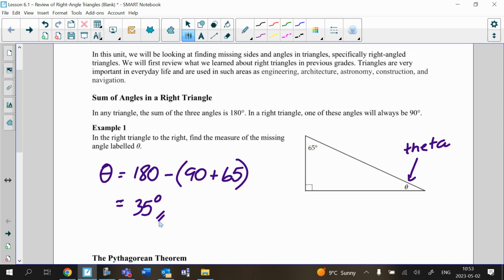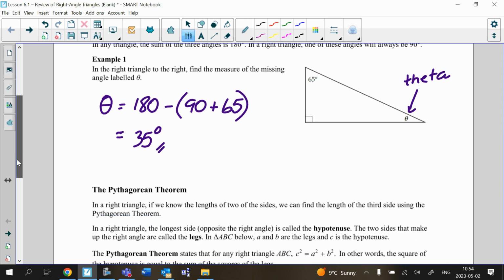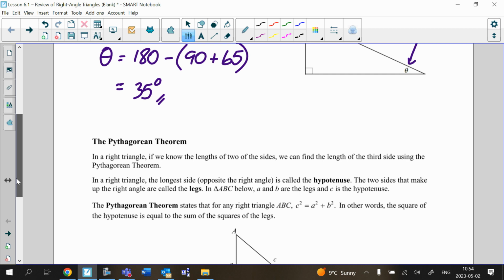Another property of right triangles that you guys have all learned, and I just want to quickly review.